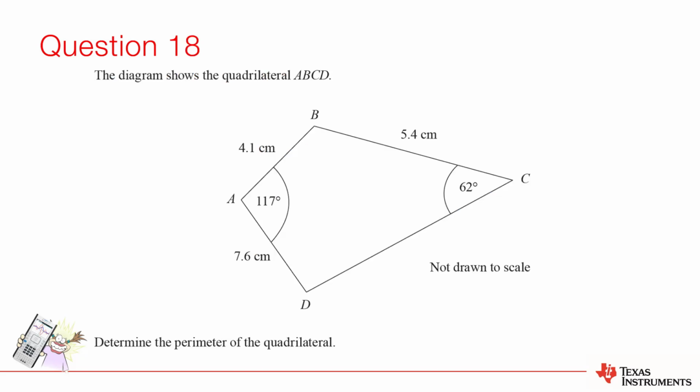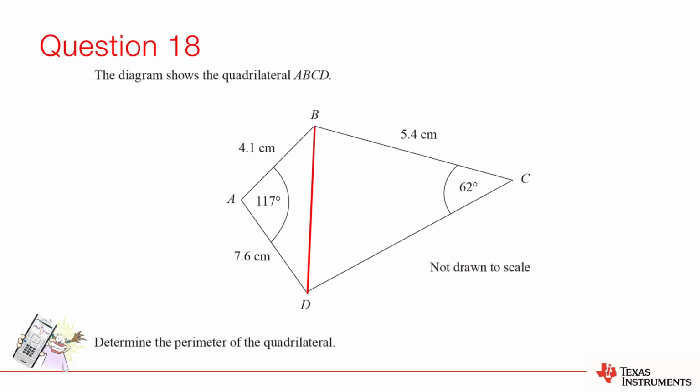A couple of little questions left. This time we've got a diagram showing a quadrilateral ABCD. It's got 4 sides, 4.1, 7.6, 5.4, but the distance DC is not known. If I want to find the perimeter, I have to add them all up. So I have to find the distance DC. But before I can find the distance DC, it looks like I might have to find the distance BD.